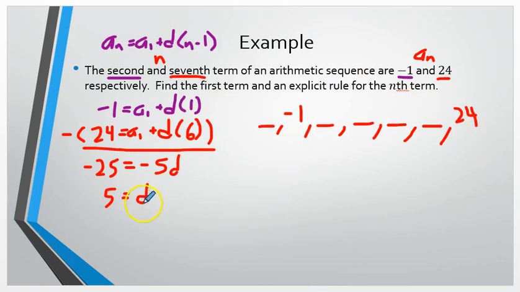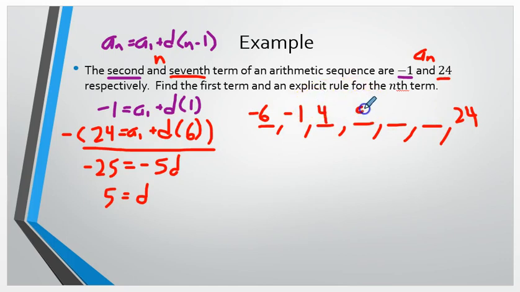Well, now that I know that d is 5, that means the pattern is adding 5 to go from one term to the next. So I could pretty easily just go through and add 5 to go this way. So negative 1 plus 5 is 4. Or I could subtract 5 to go backwards. This number would be negative 6. And I could fill in all these other numbers doing the same thing.